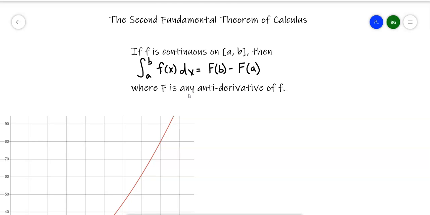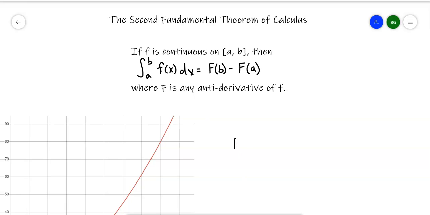Which is kind of interesting, because this theorem says that if I can find an antiderivative of f, I can just evaluate the function values of that antiderivative at the endpoints of that interval, and that should tell me the area under the curve during that interval of the original function, which is interesting. To me, this is not nearly as obvious as the first fundamental theorem.